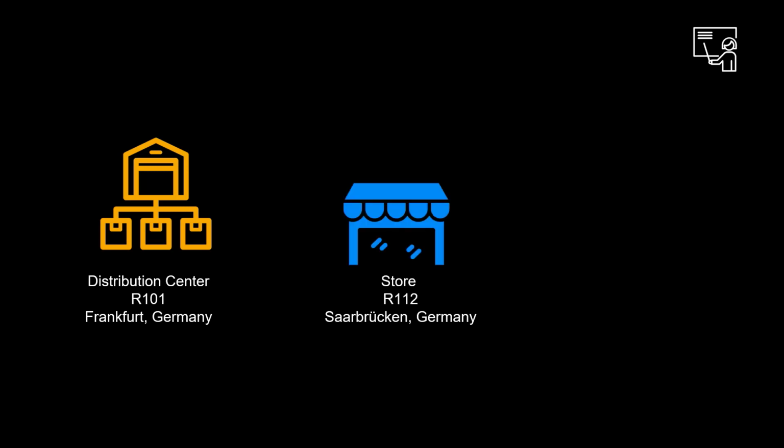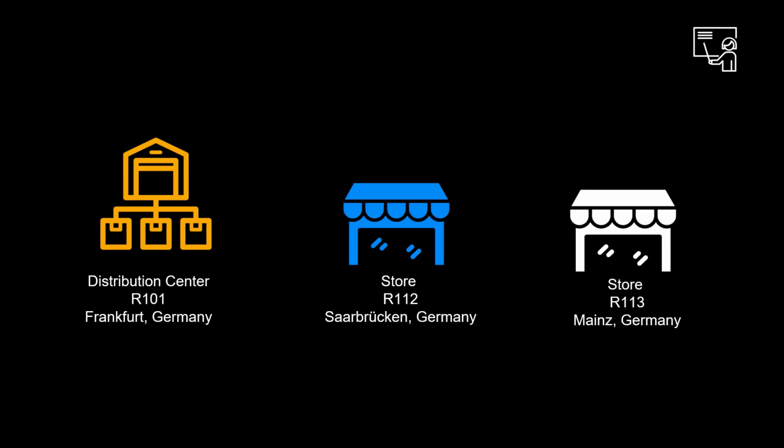It's time to prepare for a demo. In our demo, we run a small retail chain. Our distribution center, R101, is located in Frankfurt. We have 2 stores, R112, located in Saarbrücken, and R113, located in Mainz. For simplicity, we will use one product only, MRMDFT1ART1.